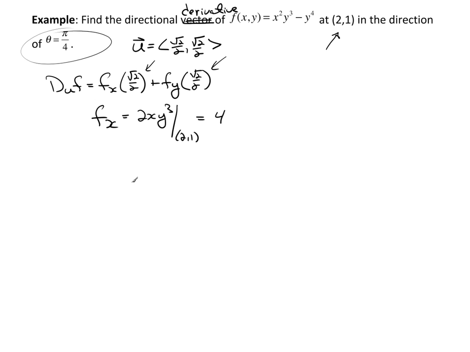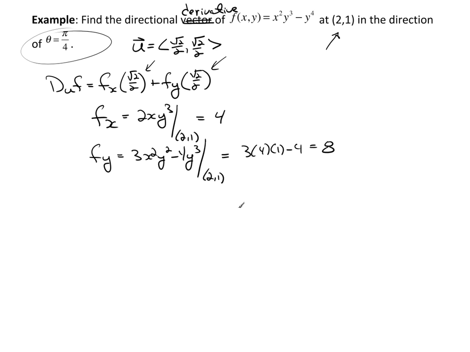And then I'm going to have the partial with respect to y, which is going to be what? 3x squared y squared minus 4y cubed. Evaluate again at 2, 1. And that is just going to be 3 times 4 times 1 minus 4. So that's 12 minus 4. So this is going to be 8.